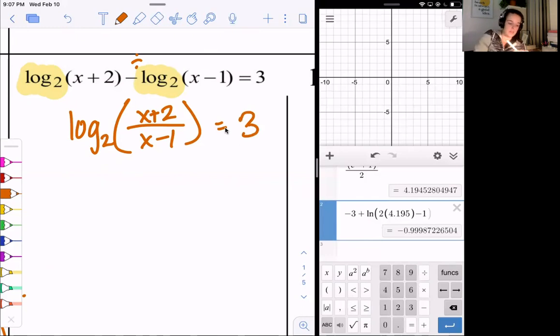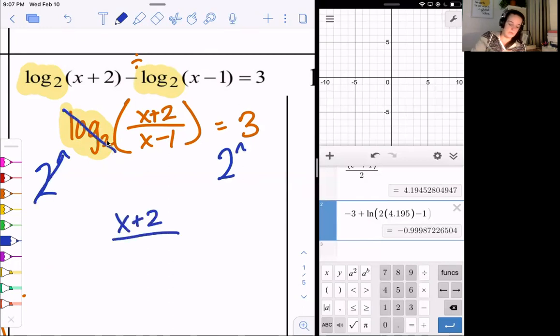So now I have one log, just like our previous problems, and I'm going to exponentiate. This has a base of 2, so I do 2 to the power of that, 2 to the power of this. It's going to give me (x plus 2) over (x minus 1) equals 2 to the third, which is 8.